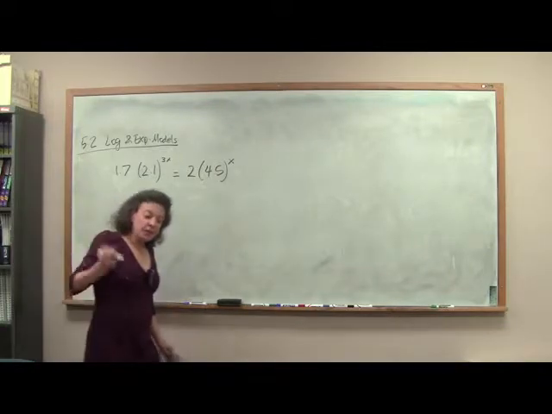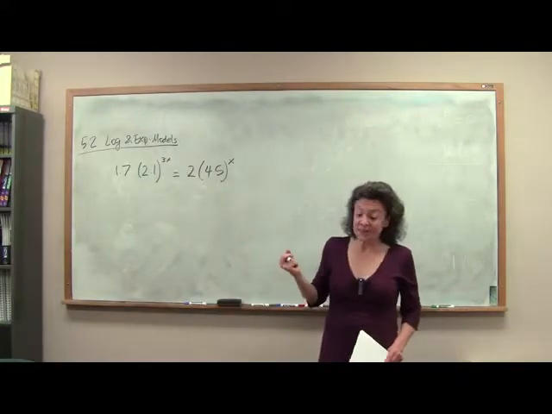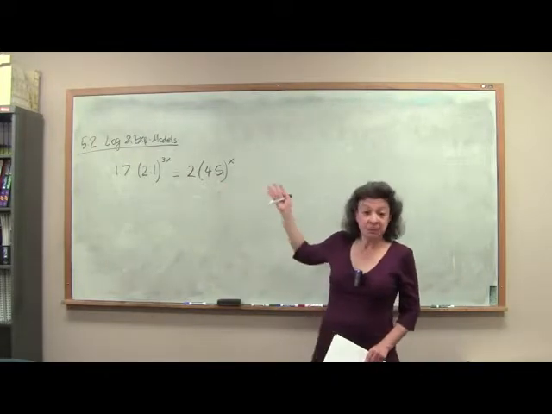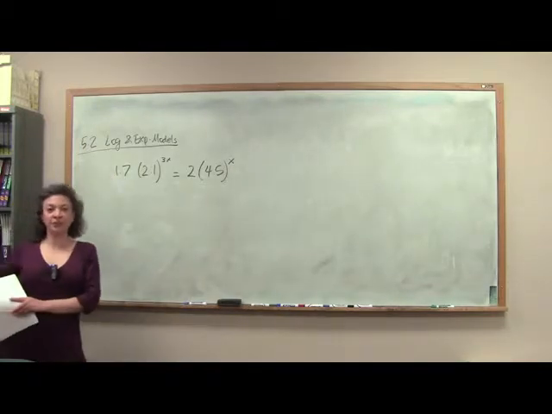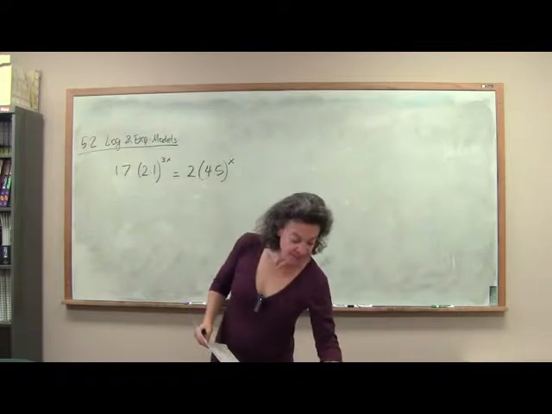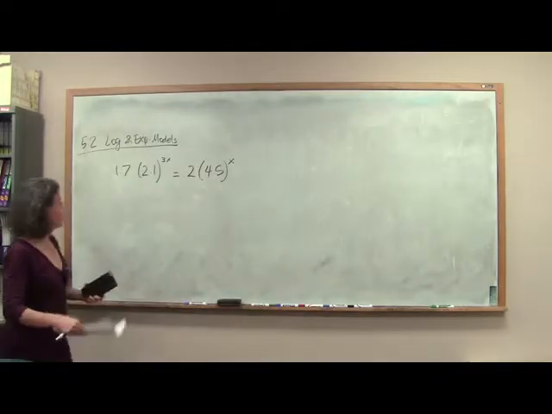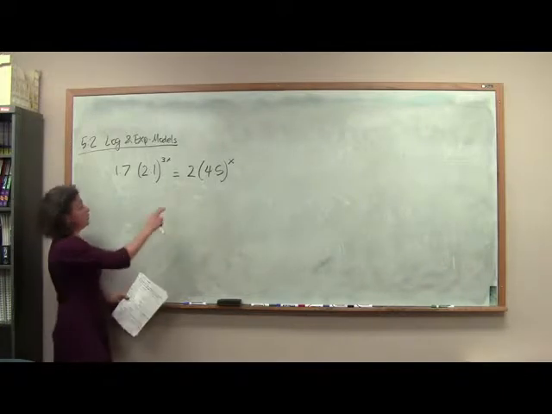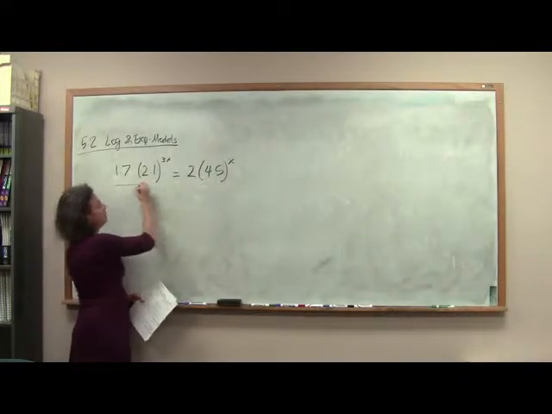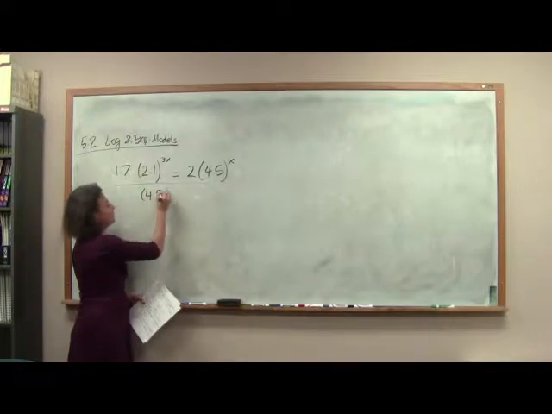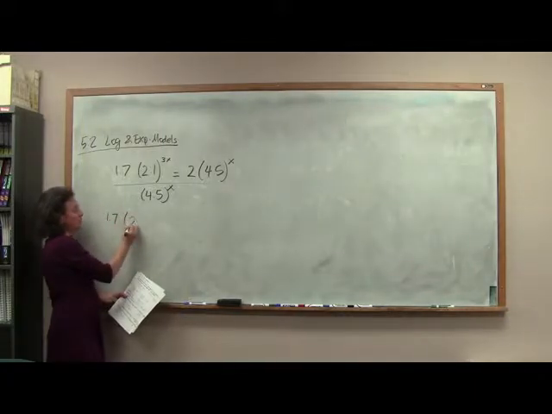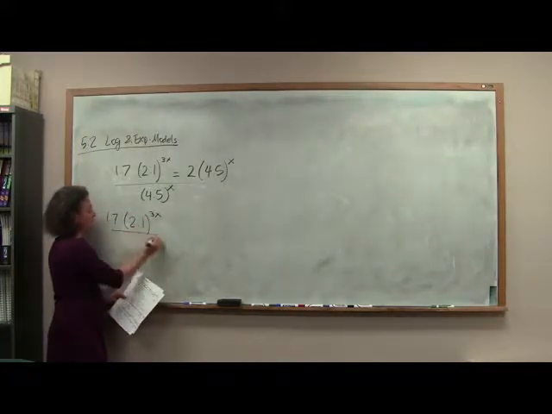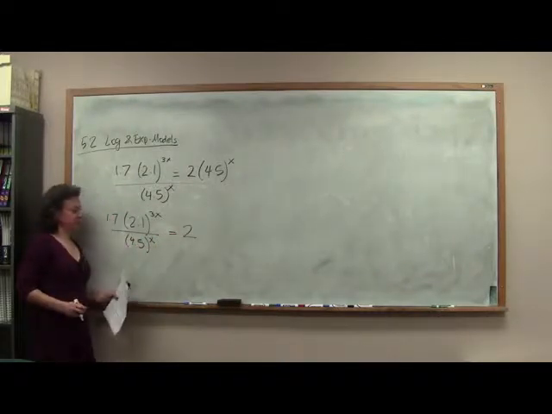So, again, what you want to do is think of that mantra, isolate your exponential, but notice since we have two exponential functions, what we want to do is get all of our exponential functions on one side and all of our constants on the other side. So, let's do that. What I'm going to do is I'm going to move him to the other side by dividing by 4.5 to the power of x. Then I think you'll grant me on my left side I have 1.7 times 2.1 to the 3x power over 4.5 to the x power, and that's equal to 2.